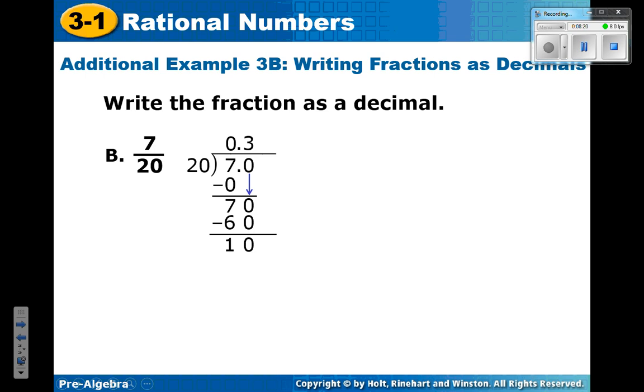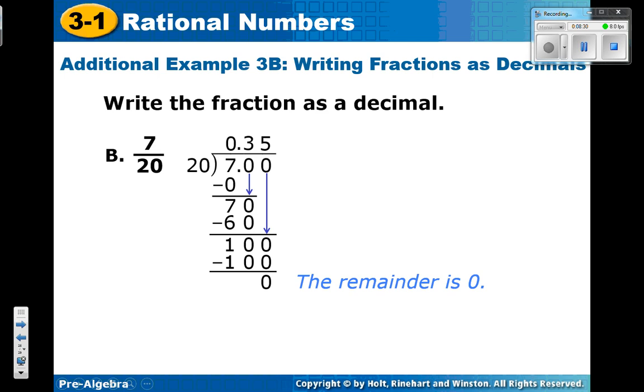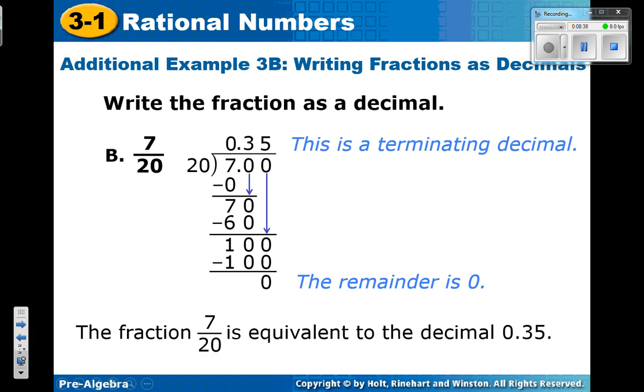So you still have a remainder, so you have to keep going. So you bring down another 0. 20 goes into 100 exactly 5 times, so there is no remainder, and your answer is then a terminating decimal, which means it ends, and the fraction 7/20 is equivalent to the decimal 0.35. So that requires a long division problem to accomplish that.